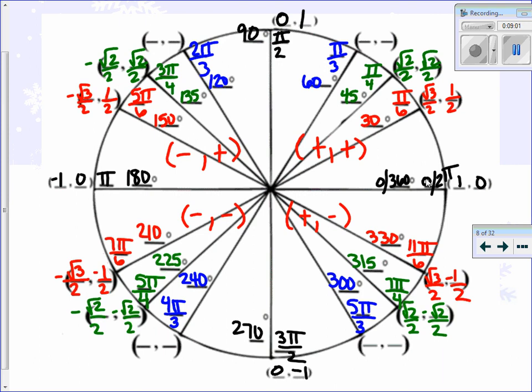The last family here in blue is our pi over 3 family. And their terminal point is 1/2, square root of 3 over 2. And again, we just make positive and negative depending on what quadrant it is. So 2 pi over 3 and 120 are going to be negative 1/2, square root of 3 over 2. 4 pi over 3 and 240 are going to be negative 1/2, negative square root of 3 over 2. And 5 pi over 3 or 300 is going to be 1/2, negative square root of 3 over 2.